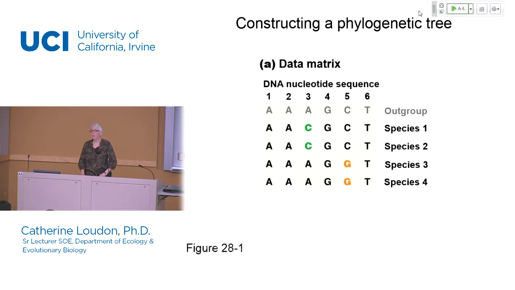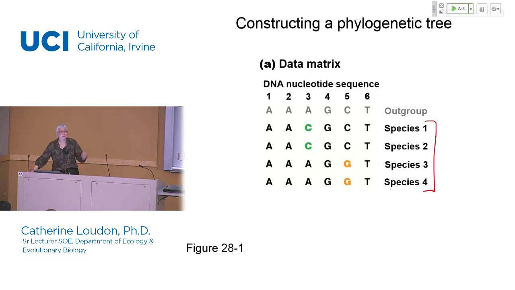Now, we've discussed phylogenetic trees a little bit already. We're going to continue to build on what you've already learned and learn some new terminology. Let's go ahead and start right up here. We're going to start by constructing a phylogenetic tree, just for 4 species. Here they are right here, species 1, 2, 3, 4.